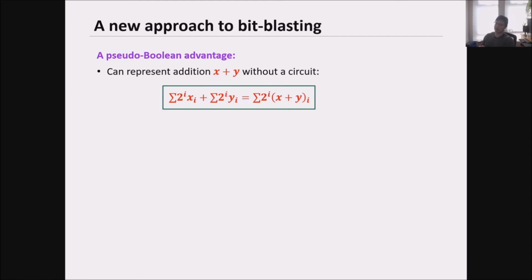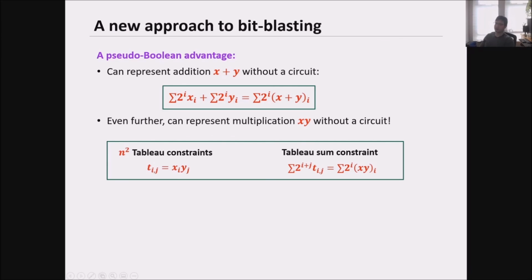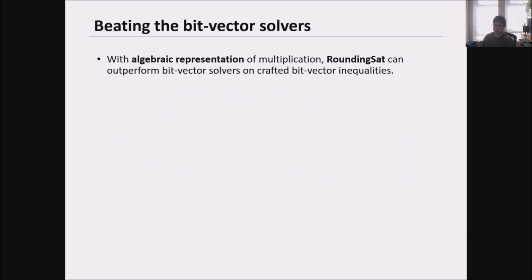Okay, in SAT, you'd have to use a circuit in CNF form in order to represent addition. Going even further, it's possible to represent multiplication without a circuit as well. Okay, all we need to do is use these n-squared tableau constraints to set the partial products, and then we can write this equation here that says that the sum of the weight of all these partial products is equal to the weight of this output bit vector xy. And in comparison, SAT has no choice but to use a bit-level circuit to represent arithmetic. So should we be bit blasting to algebraic representations?